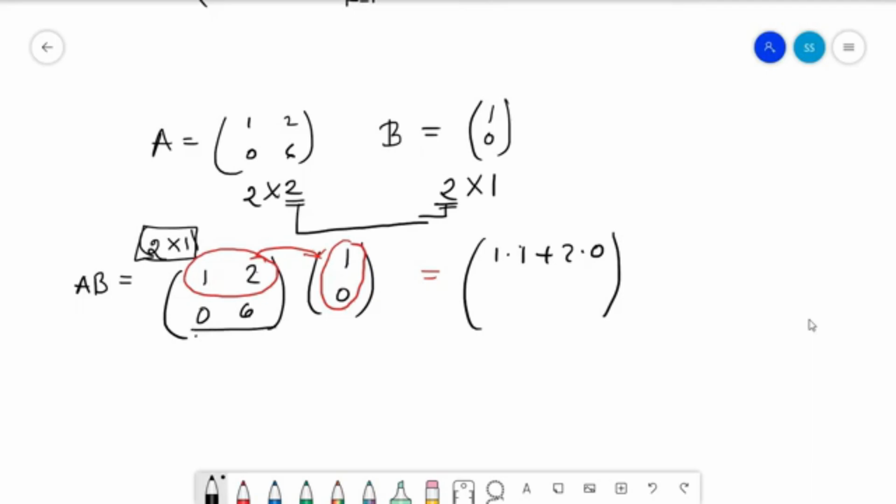and the second row, take the second row and again multiply with the column. So again this will be 0.0.6. Oh yeah, sorry, this is not 6, this is 0.1 and 6.0. If you then evaluate this, this is just 1 and this is just 0.